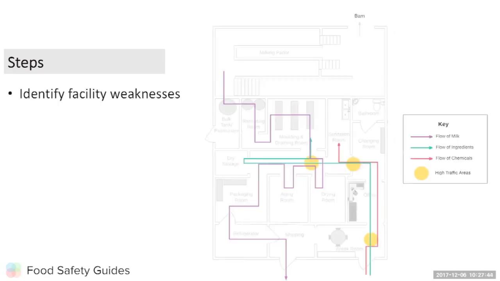I like first starting with flow. What's my flow of milk or curd? What are my flow of other ingredients? And how do my chemicals move through my plant? You might also want to consider all the different ways your staff have to get to the bathroom. How do they reach the office? Where are the opportunities where we see hands and wheels potentially contaminating rooms and ultimately food contact surfaces?